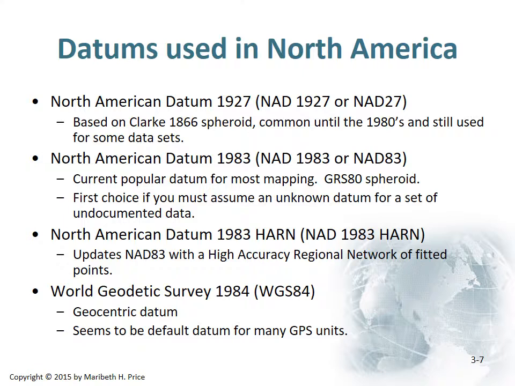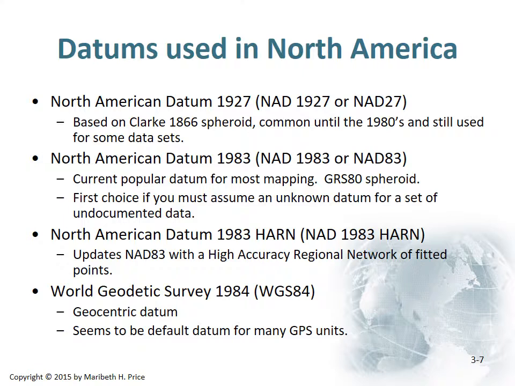North American datum of 1983, NAD 83. This is more commonly used today. And if you get a data set and you're not sure what it's in, this is what you should probably guess that it was built in, is NAD 83. This one is incorporating more satellite image measurements, or not satellite image necessarily, but satellite-based measurements of gravity.